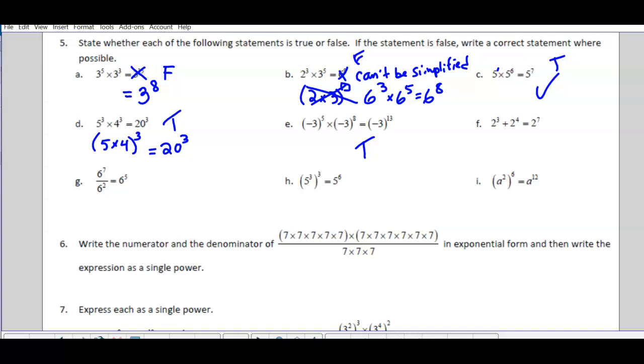On that front page, were there any laws that we summarized for adding powers? No. They were when you were multiplying powers of the same base, you added the exponents, but there are none when you were adding them. So this is false. Those look like they added the exponents together, but you can only do that if it was multiplication. So you could change this. That would be an alternative, right? So this is false.